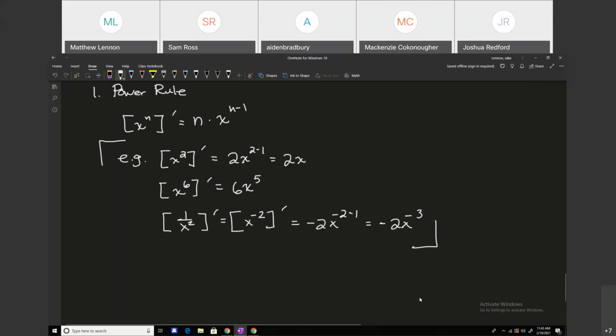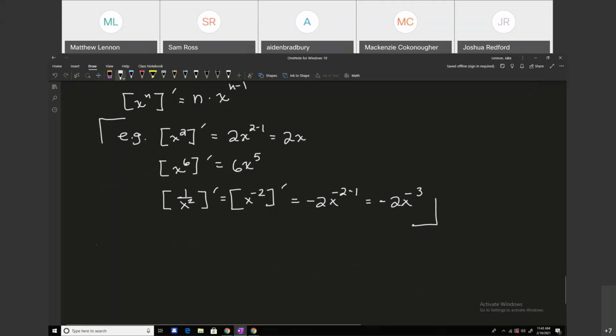We also have the constant out rule, which basically says constants we can kind of ignore and just apply the regular rules and multiply the constants back at the end. So the constant out rule says if you have a constant times a function and you want to take the derivative, you can take the constant out and just do the derivative of the function.